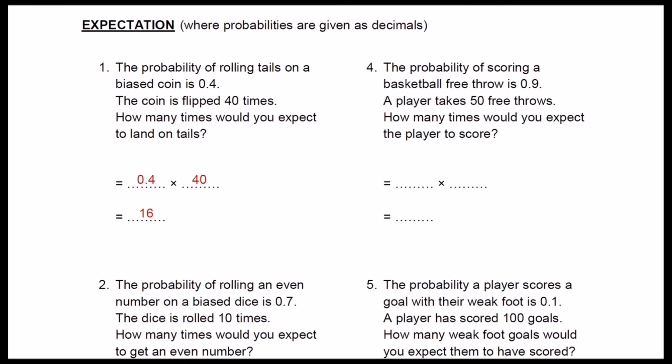As before, I'd now like you to go back to the worksheet that you were completing before and do the second page, which is expectation, where the probabilities are given as decimals. The first question has been done for you, and there are spaces for you to show your working out for the other questions. Once you've finished the sheet, you can check your answers against those that are posted onto Show My Homework. Please correct any mistakes, and once you're happy, take a photo of your work and upload it to Show My Homework so I can see how you've got on.